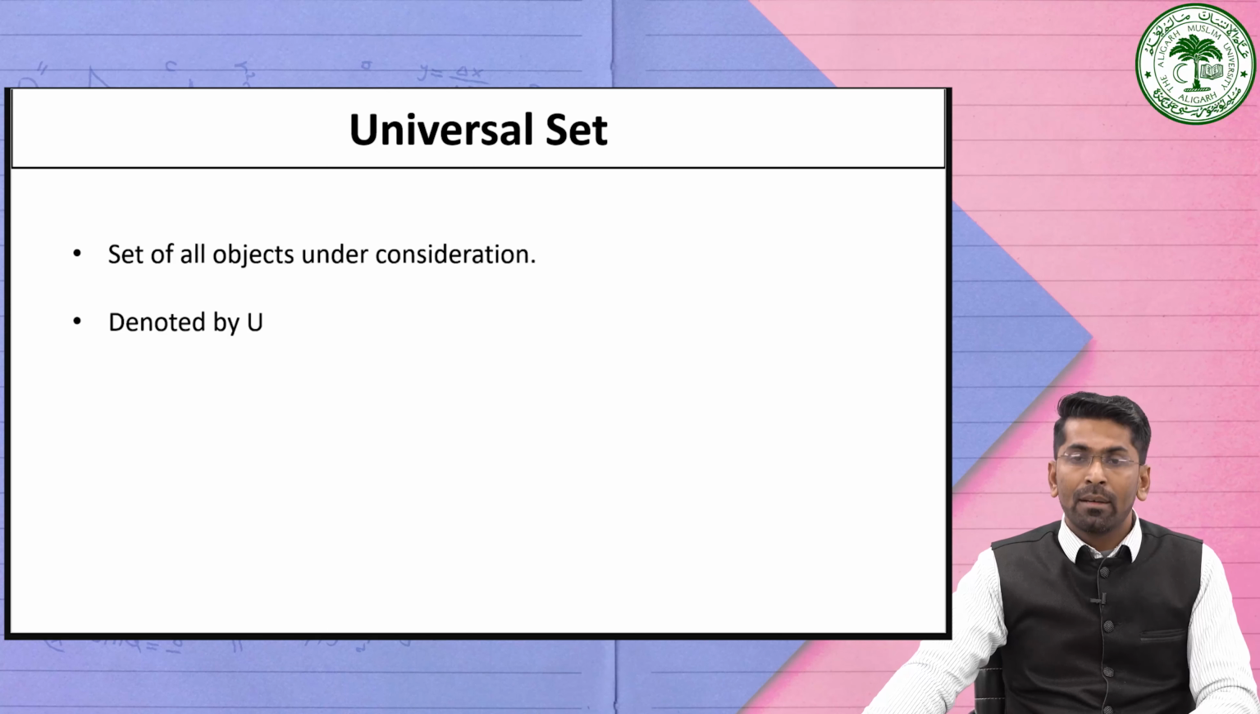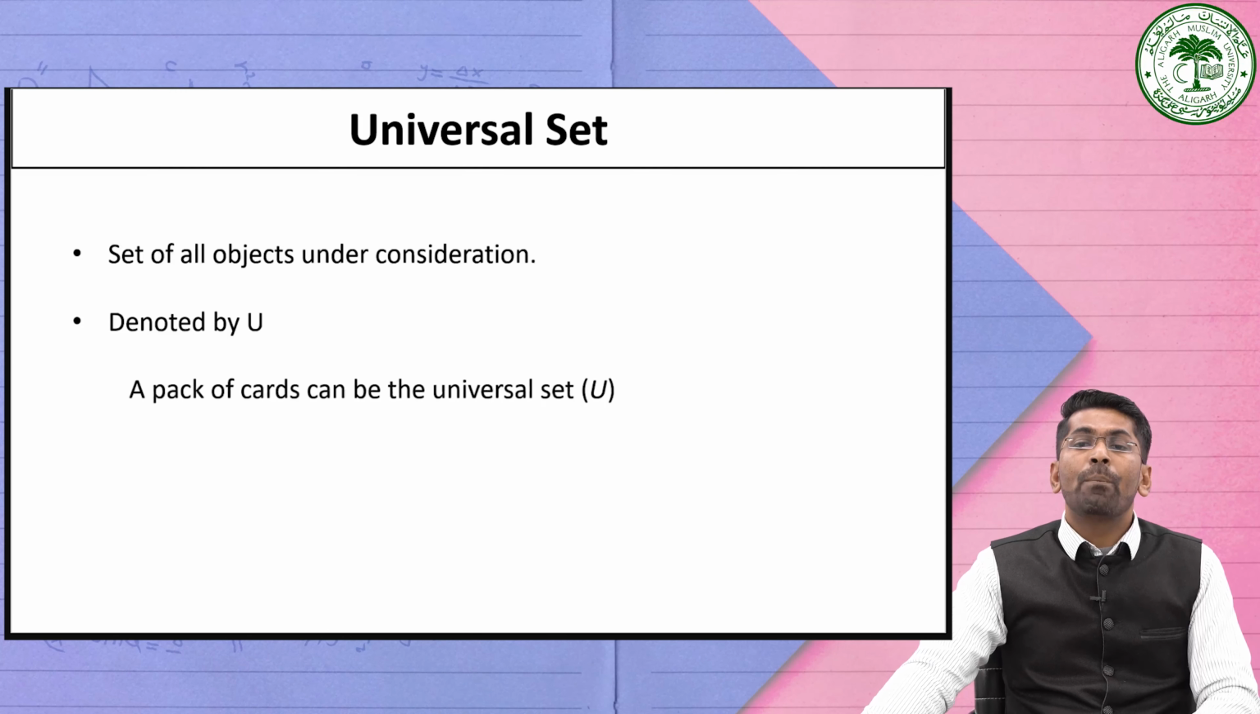For example, a pack of cards can be a universal set U. Here, the set of diamonds or spades in the context of U would include all individual cards in the deck.